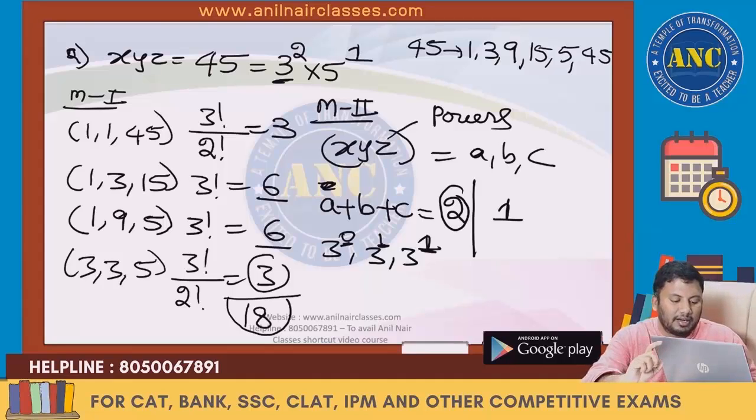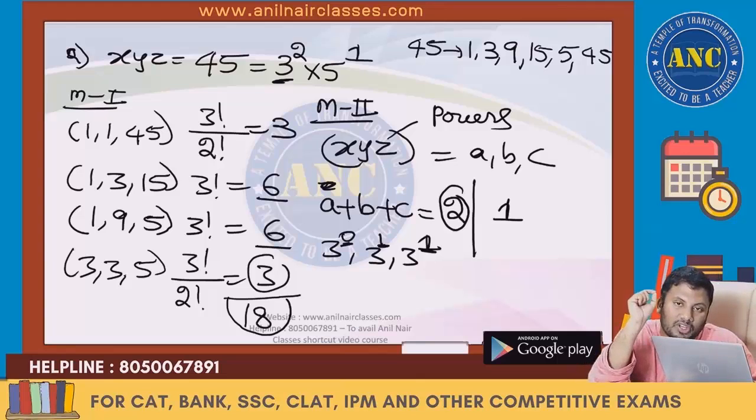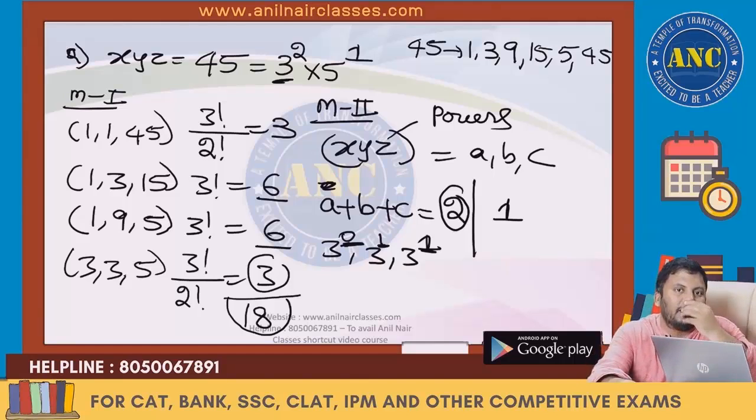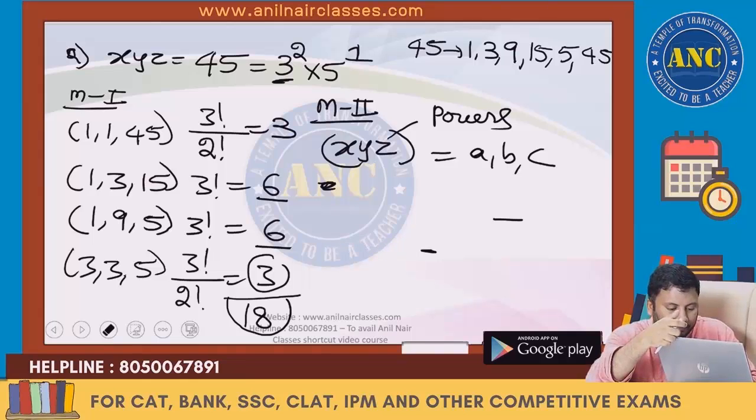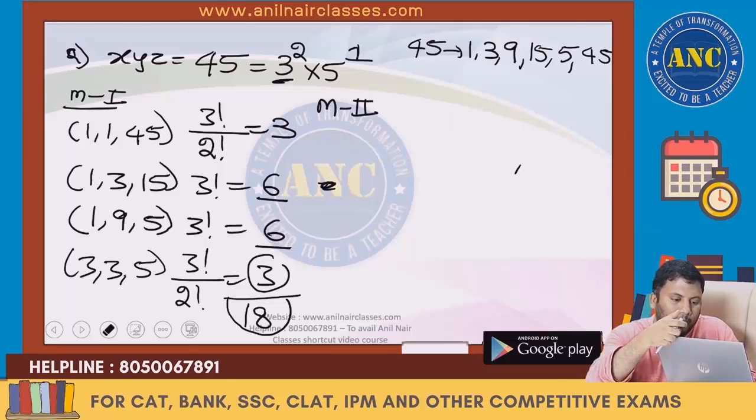133 is lying here. That means instead of doing the positive integral solution for XYZ, I am doing the non-negative integral solution. Why non-negative? If I have to distribute 3 power 2 onto XYZ, in how many ways can you distribute 3 power 2 onto XYZ? Think logically. Now you tell me, in how many ways can 3 power 2 be distributed on XYZ?